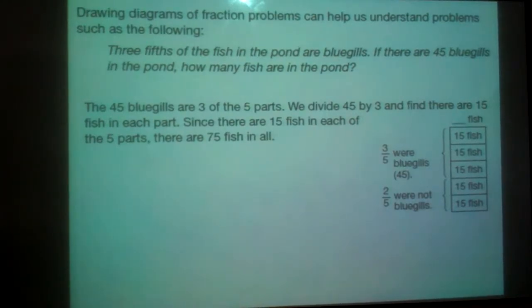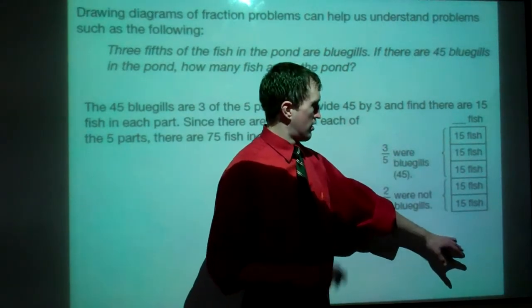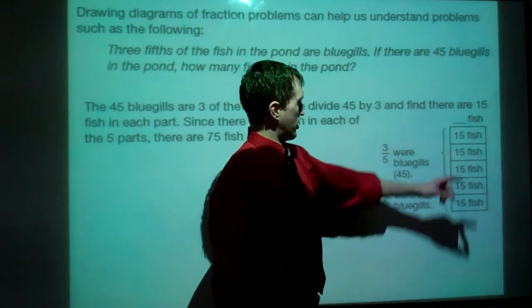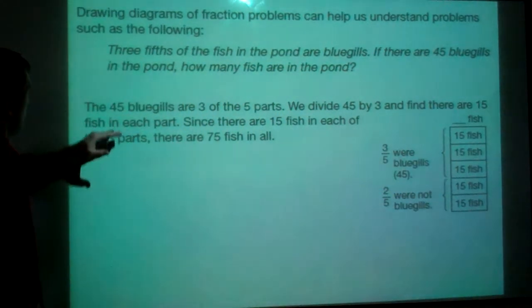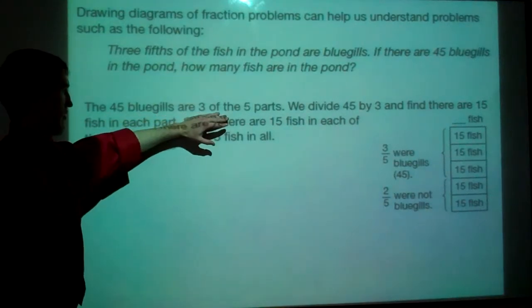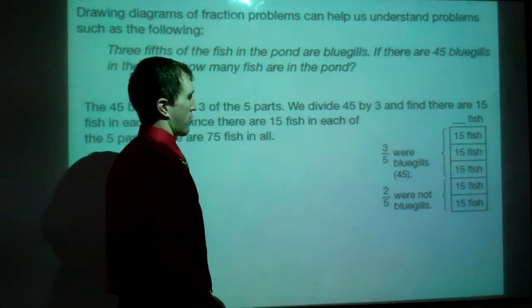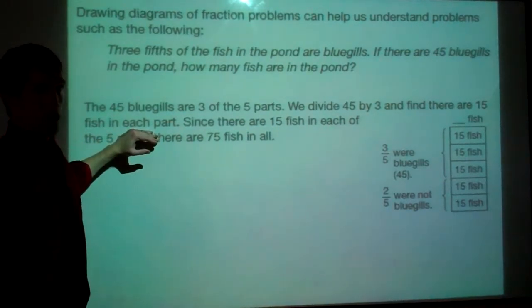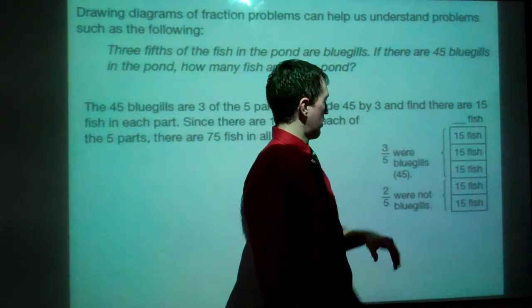Okay, we have 3/5 that were bluegills, and first of all, we broke down the diagram into fifths because that's what we were in. So we were in fifths, which is 1, 2, 3, 4, 5. It says here the 45 bluegills are 3 of the 5 parts. So that's why we divide 45 by 3, and we get 15. So there should be 15 in each part. So 15, 15, 15, 15, 15.